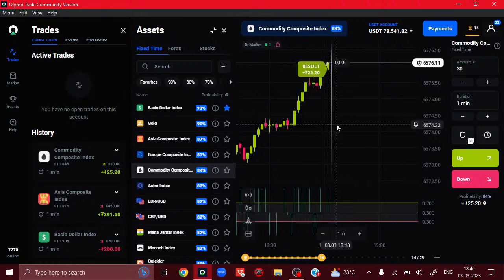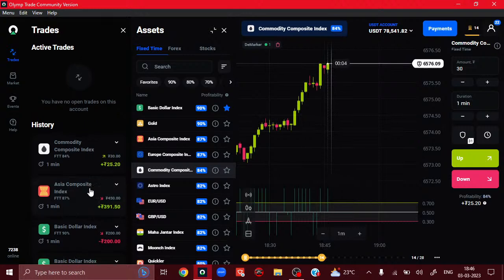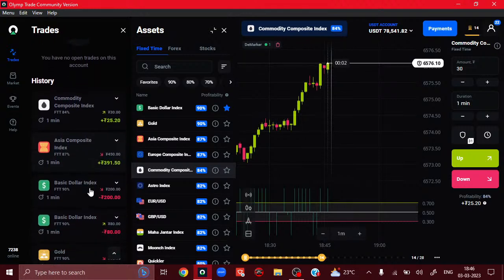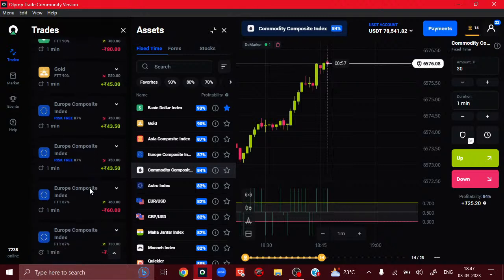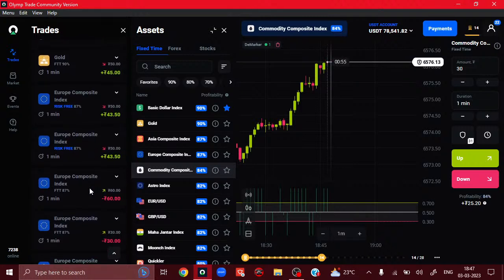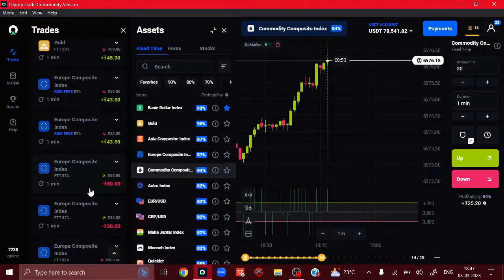So we won this trade, guys. I hope that the strategy is clear to all of you. We can see that the accuracy is good, and while using the martingale principle, we are able to earn good profits here.